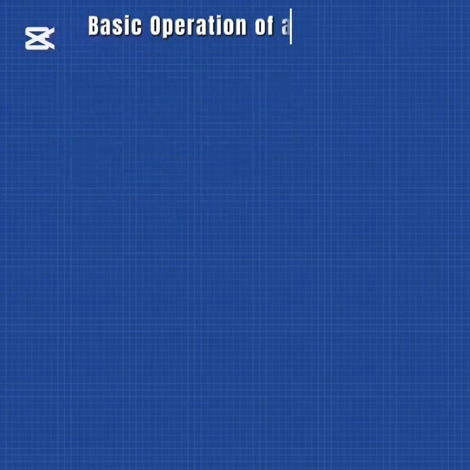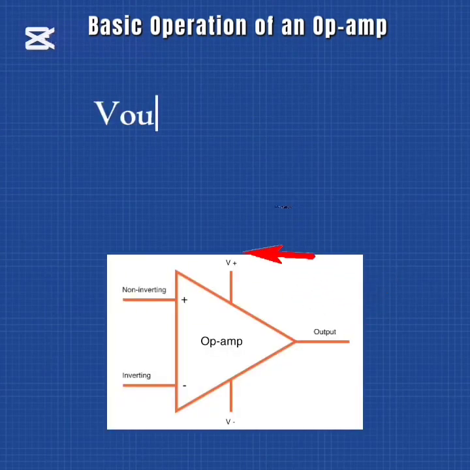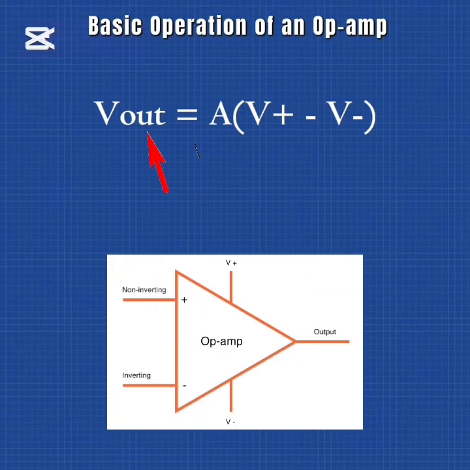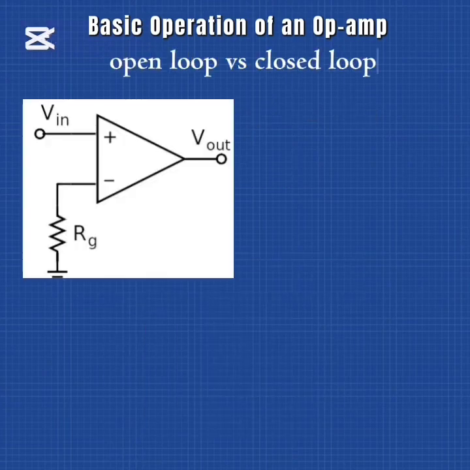The basic operation is as follows. The output voltage is given by Vout equals A multiplied by the difference between V positive and V negative, where A is the gain and is very large. Because the gain is so high, even a tiny difference between inputs can drive the output to its maximum or minimum.